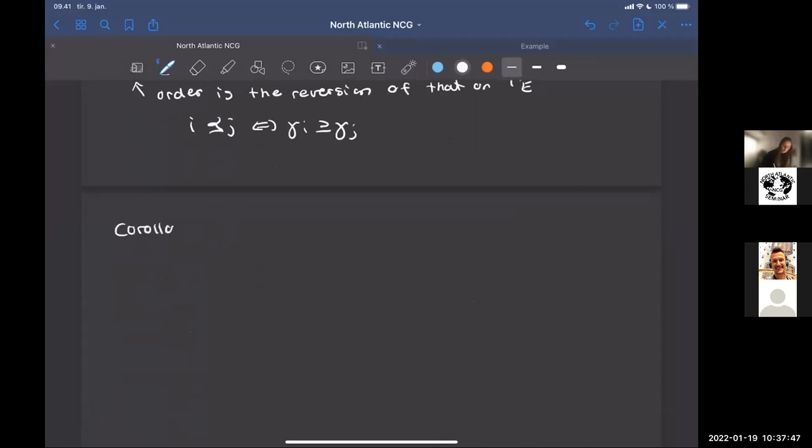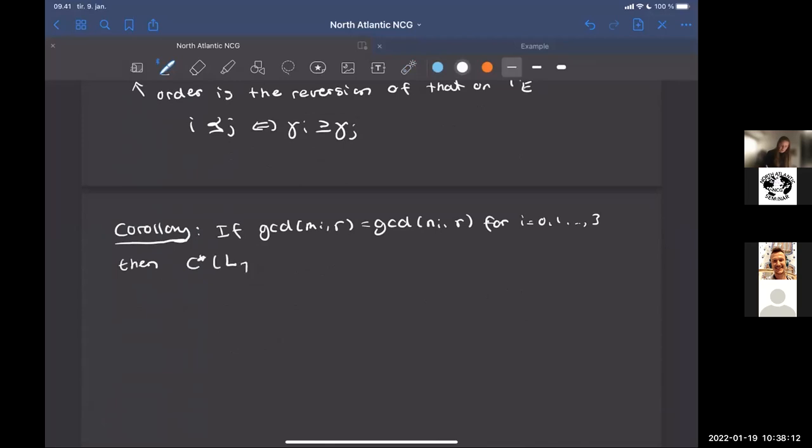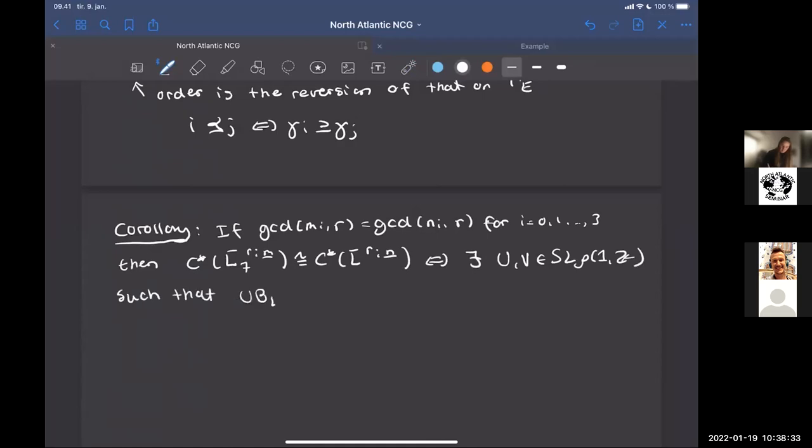Now, as a corollary of this classification theorem, we have that if the greatest common divisor of m_i and r equals the greatest common divisor of n_i and r for i from 0 to 3, then the graph algebra of L7 r m is isomorphic to the one for L7 r n if and only if there exist some matrices U and V inside this SLP one set such that U B_E V equals B_F, where E is this graph here and F is this graph here.